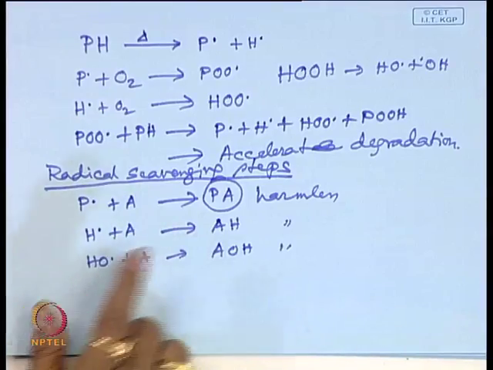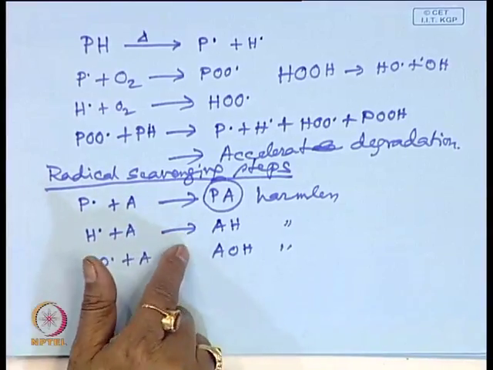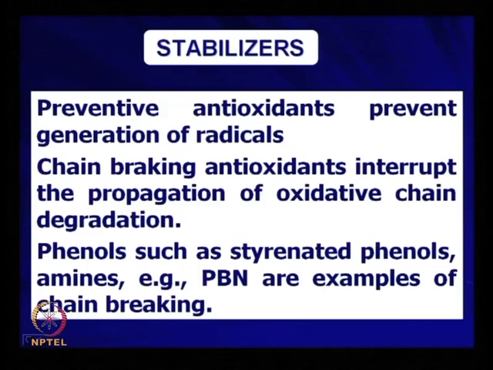Degradation reactions, chain-like reactions, non-stop reactions, that is called a chain reaction. That degradation chain will be broken by radical scavenging steps. Radical scavenging is called chain breaking reactions, and it interrupts the propagation of oxidative chain degradation.